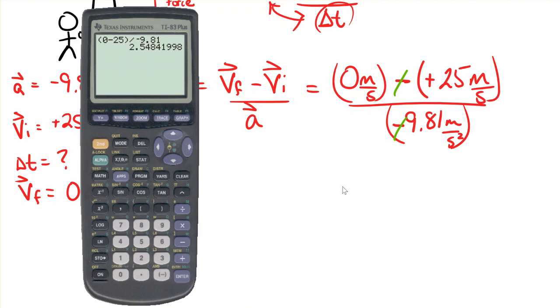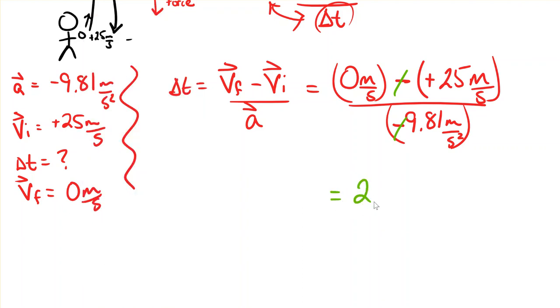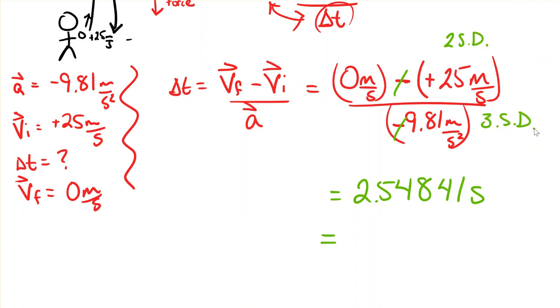So we got 2.54841. The meters per second cancel out, and we get seconds because it's time, so seconds left over. But we got to round to the appropriate number of significant digits. We got 2 significant digits on top, 3 significant digits on the bottom. 2 digits divided by 3 digits, we got to round to 2 digits, so 2.5 seconds. That's how long we expect that object to take before it hits its maximum height. Its maximum height is at 0 meters per second.